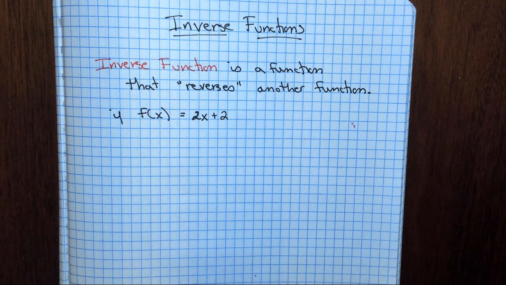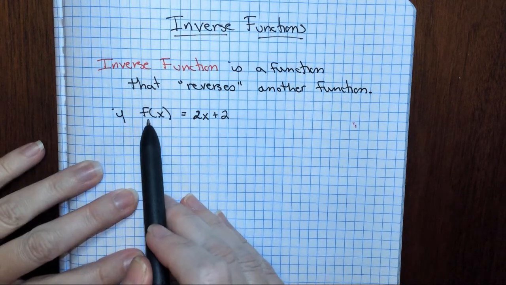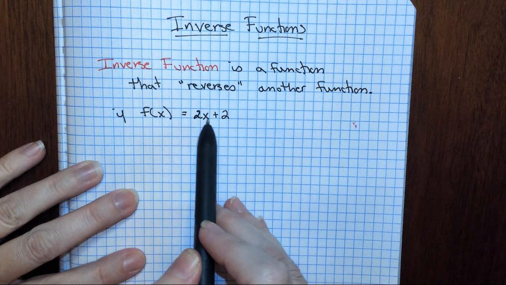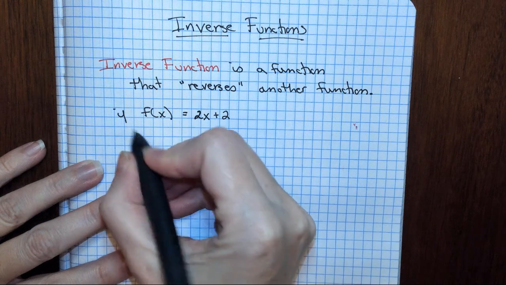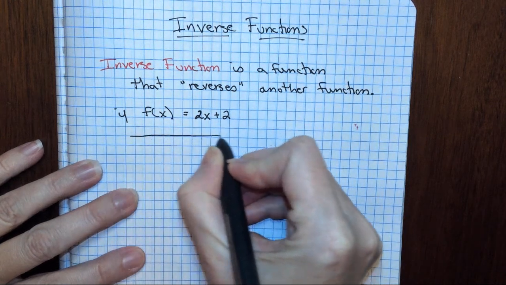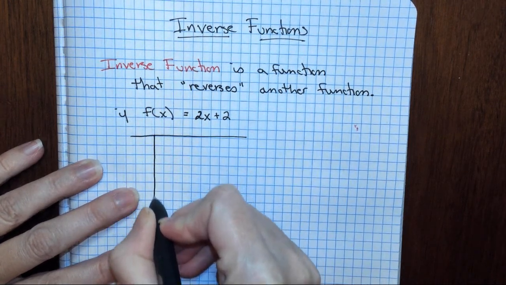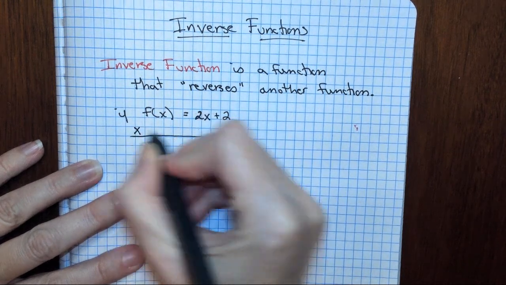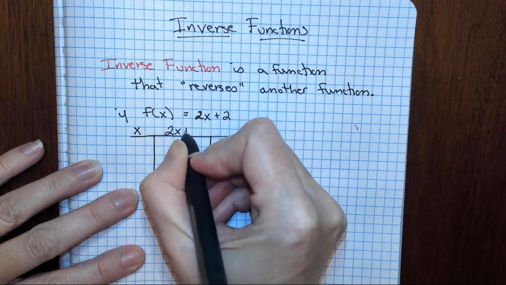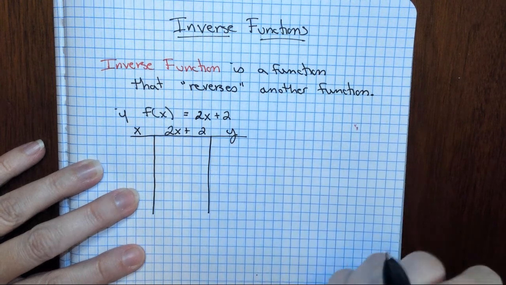So first of all, let's go back a little bit and recognize the function f(x) = 2x + 2. Let's start there. The first thing I'm going to do is make a table, one of my three-legged tables. Here's my x, here is 2x + 2, and here's my y.